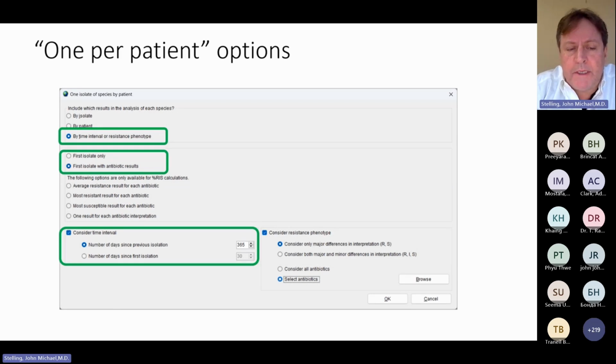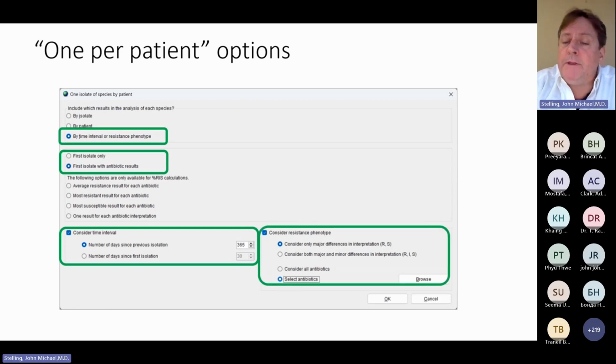In our work, we also consider the time interval. Take the patient's first isolate in a 365-day period. So if the patient had Escherichia coli 5 years ago, I will ignore that first one. If the patient had Escherichia coli 2 months ago, I will choose the one from 2 months ago.